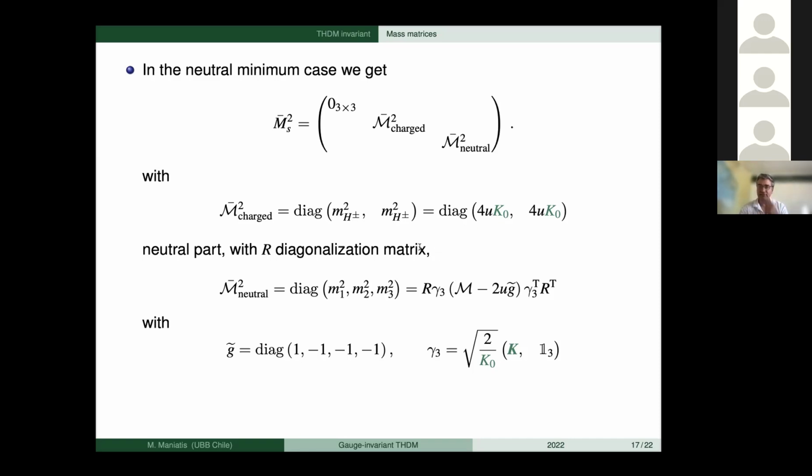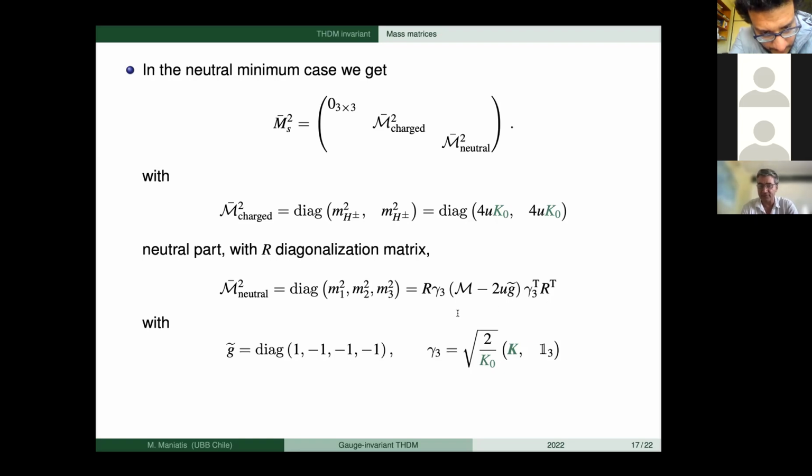This we found remarkably without specifying, as I said, the model. It just has to be a Two-Higgs doublet model, at any order, even an effective model. And also here are some details. This is the neutral mass matrix squared, the neutral part, how it looks.